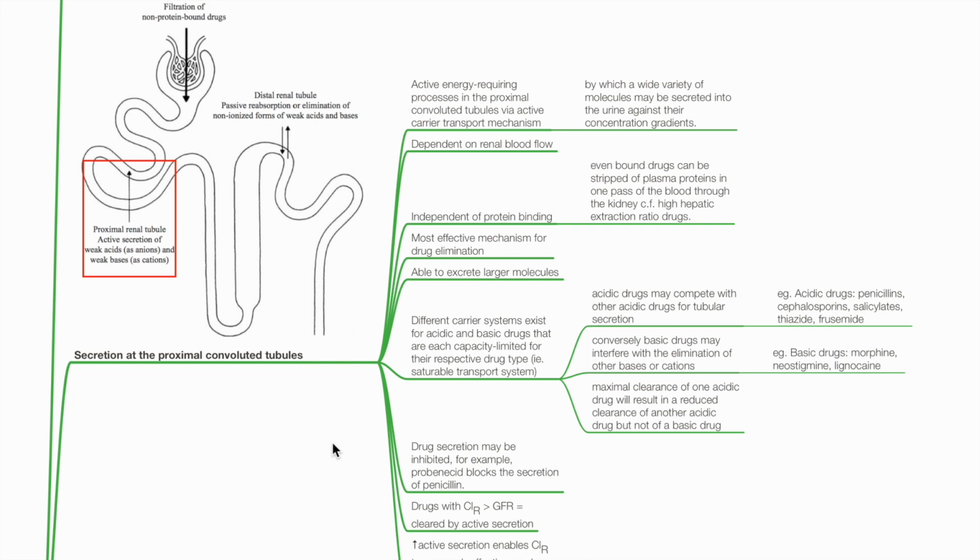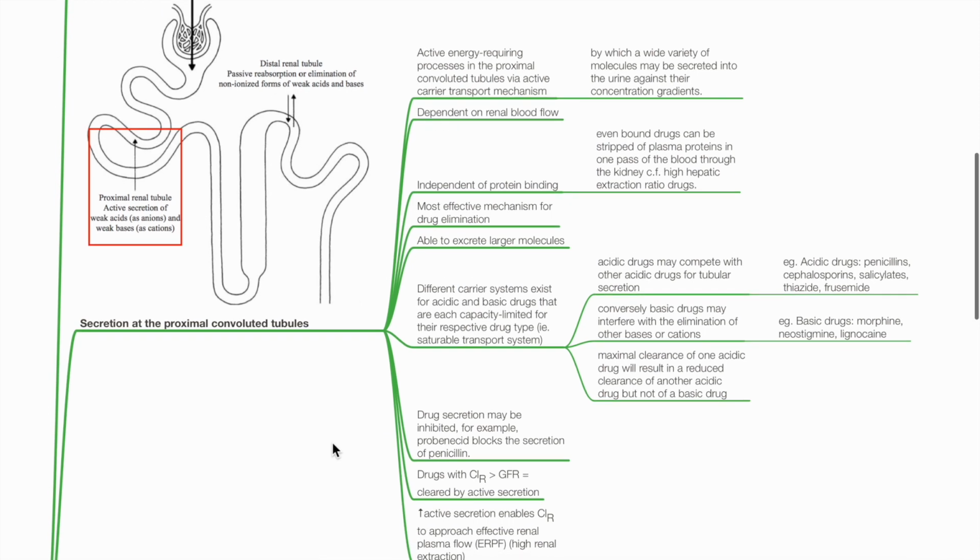It is the most effective mechanism for drug elimination. This process is able to excrete larger molecules. Different carrier systems exist for acidic and basic drugs that are each capacity limited for their respective drug types, i.e. it is a saturable transport system. Acidic drugs may compete with other acidic drugs for tubular secretion.